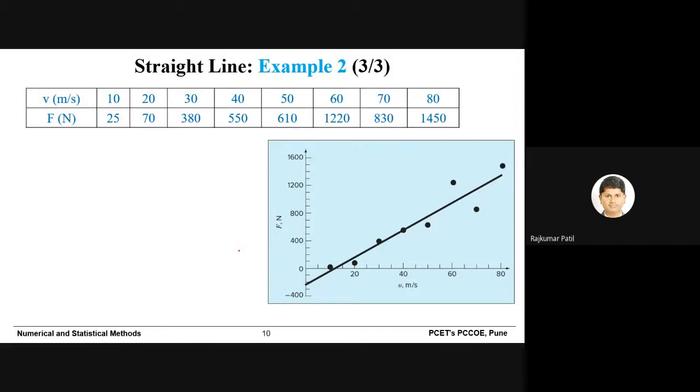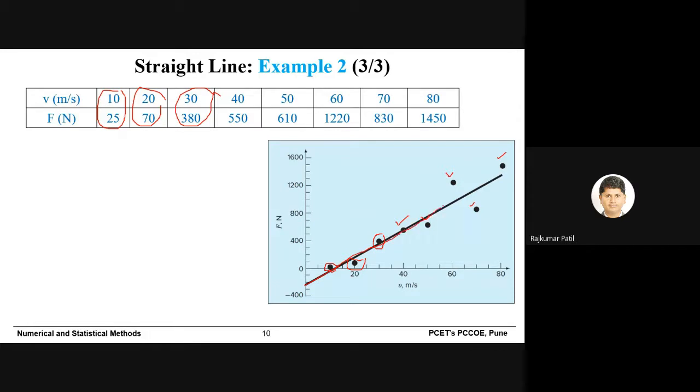So here you can see there are 8 points. The first point is 10, 25. So x is 10, y is 25. The second point is 20, 70. So x is 20, y is 70. The third point is 30, 380. So x is 30, y is 380. Similarly, you can see all the points are plotted. And the normal equation that you prepared will give you this straight line.